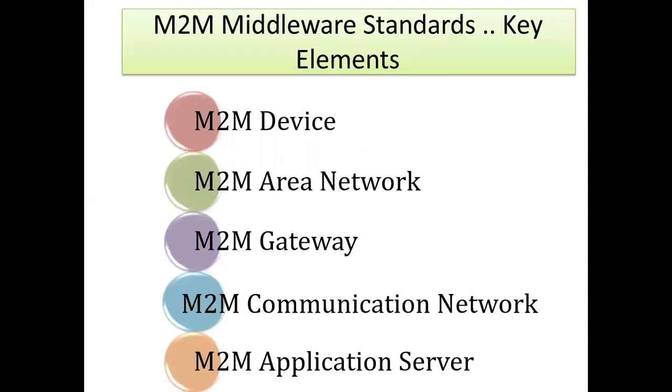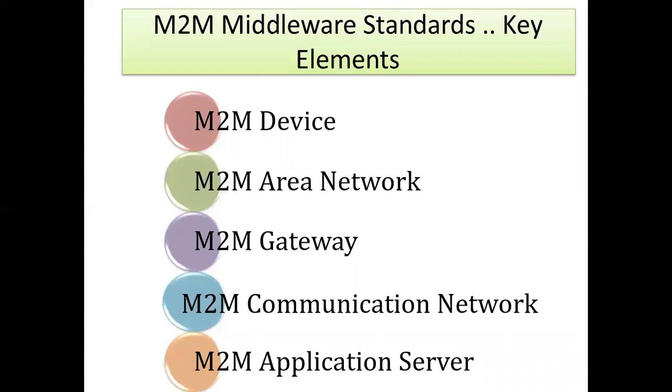M2M device, M2M area network, M2M gateway, M2M communication network, then M2M application server. So M2M devices are the devices that are able to sense the data and transfer that data to the expected device regularly or based on the request. Okay. Then M2M area network.